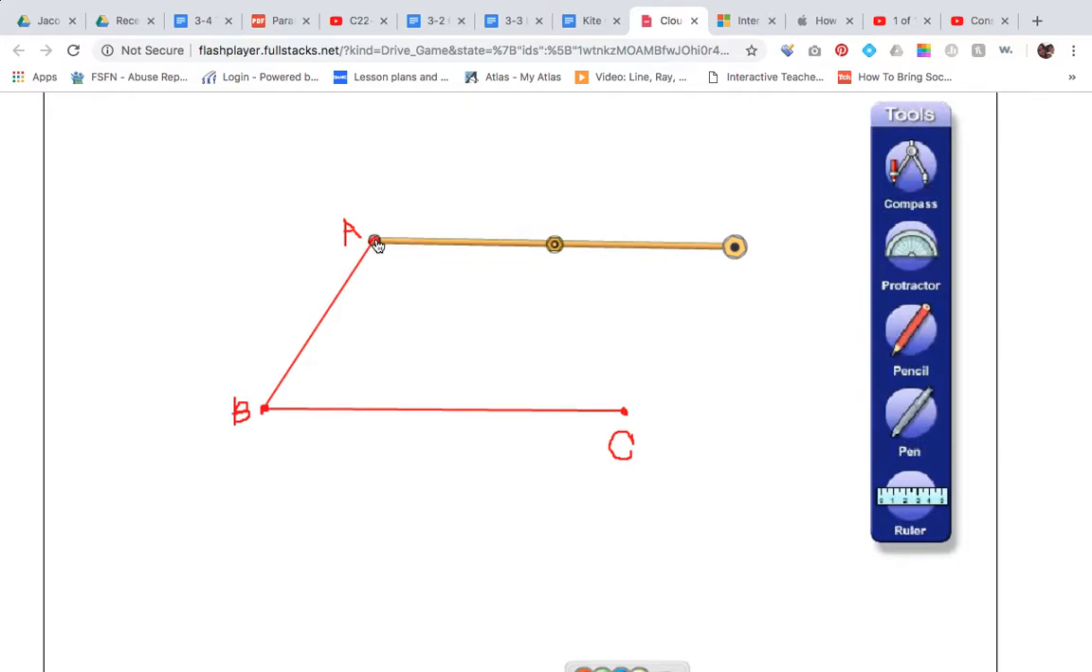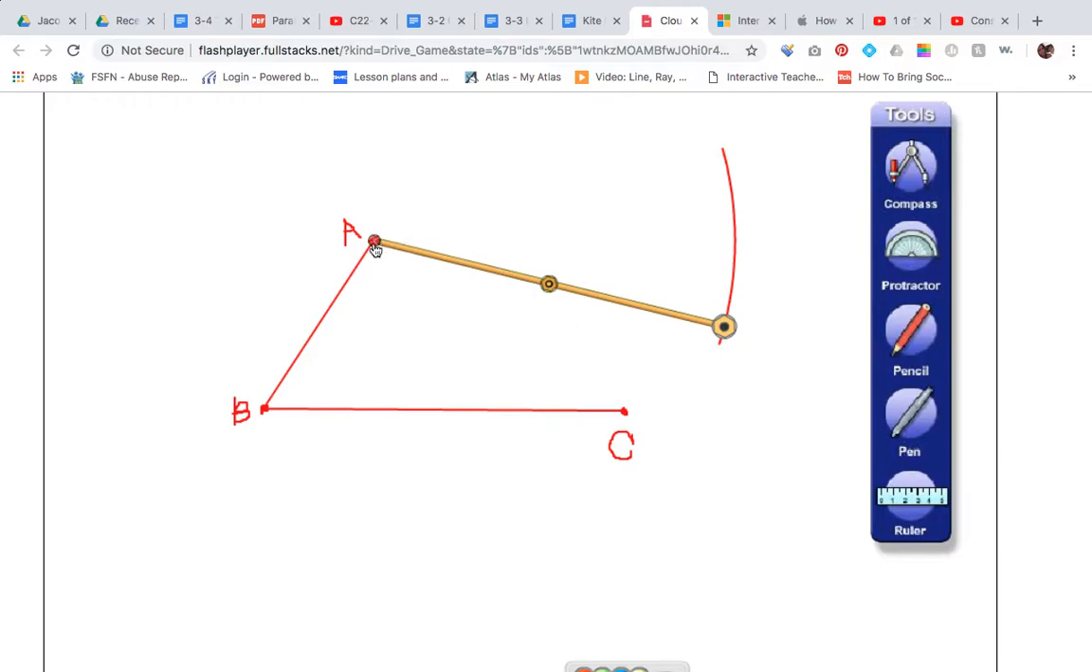So I'm going to put the point on point A. Without changing the compass setting now, we're going to draw an arc. Okay. Now anything that I use on this arc is the same distance away from point A as point C is from point B.